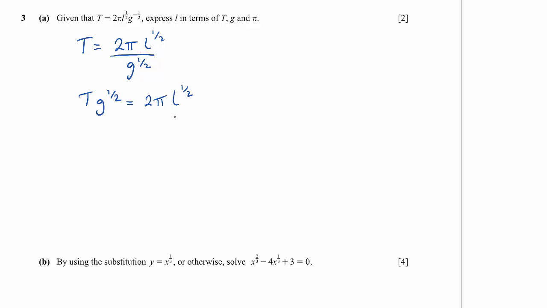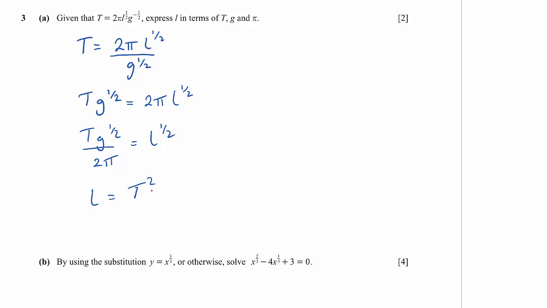And now I can divide both sides by 2 pi. So t g to the half over 2 pi is equal to L to the half. So that's the square root of L. So to get just L, what I need to do is square, and I'll square everything.